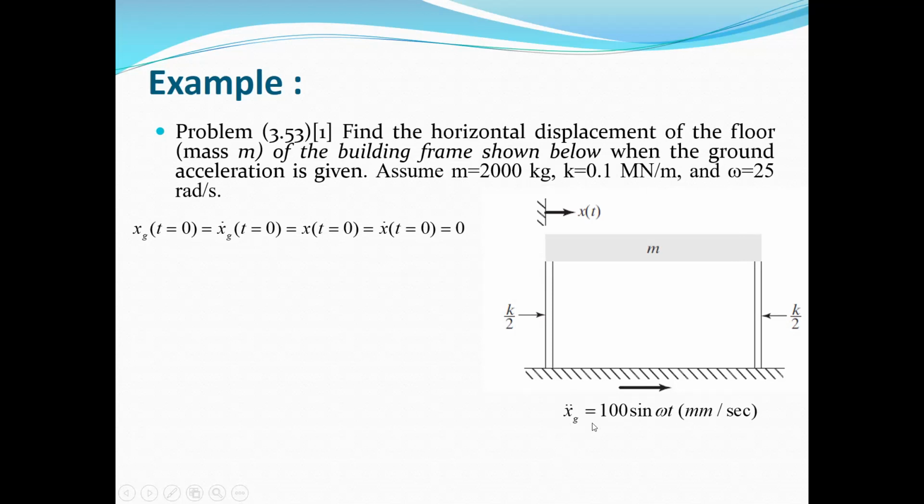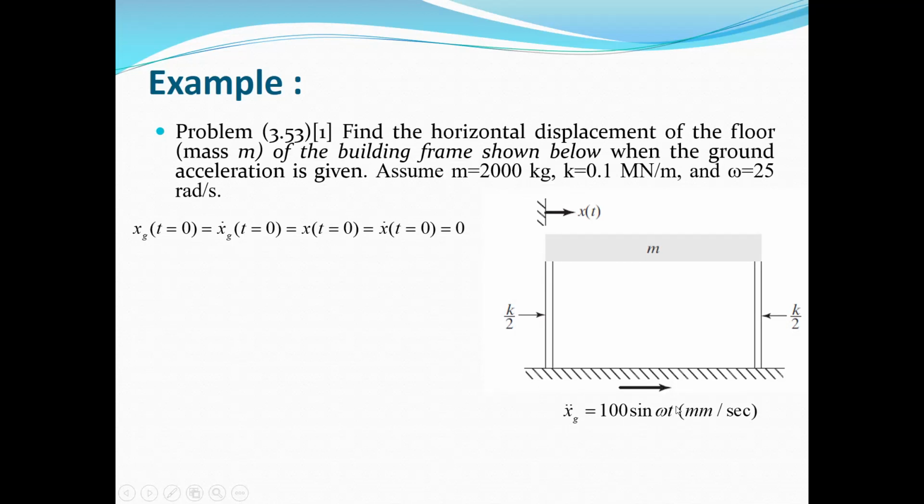The acceleration of the base is 100 sine omega t, where omega is the frequency of the excitation, and it's equal to 25 radian per second. Also, we have the initial condition for the base excitation and also for the structure, which is equal to 0. So all of the initial conditions for the structure and for the base excitation are 0. And also we have the acceleration.